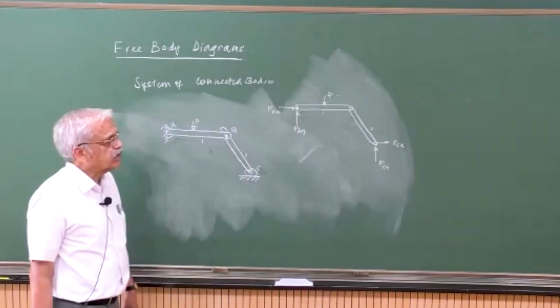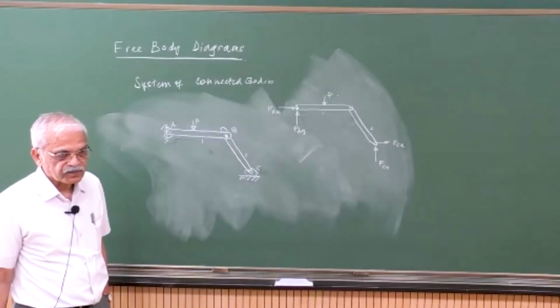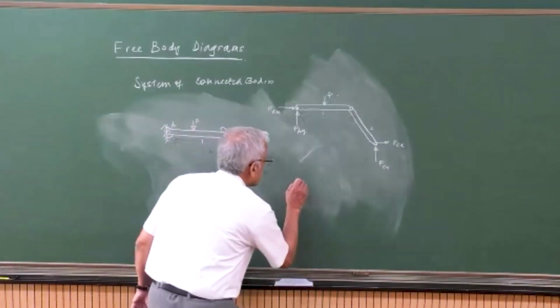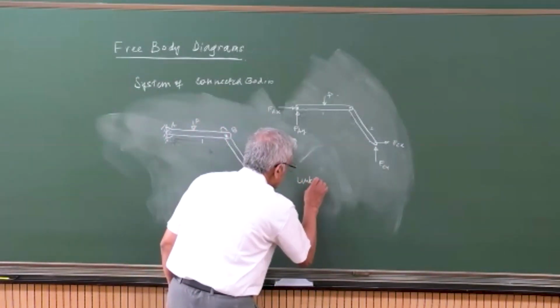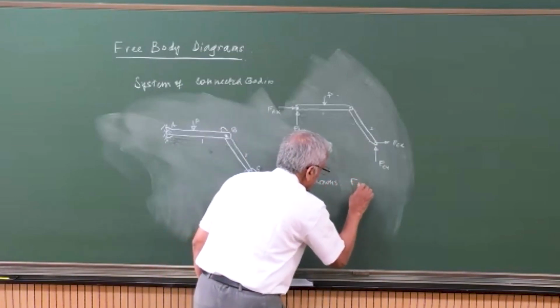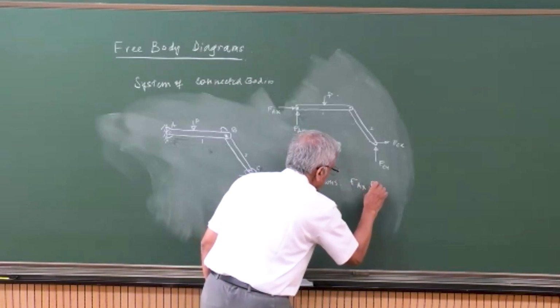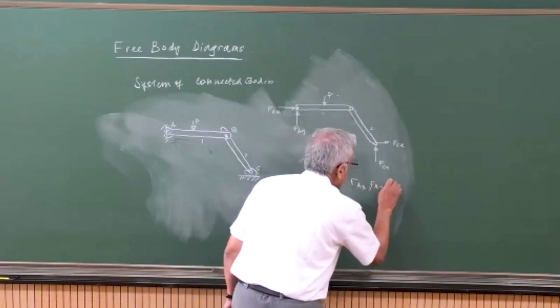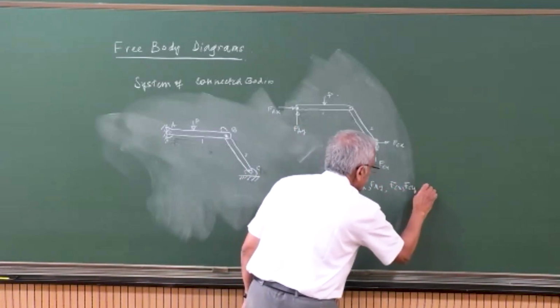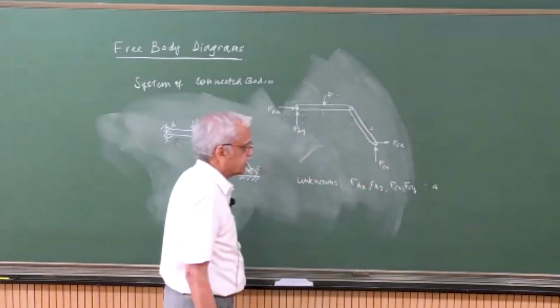Will you be able to solve this problem? How many unknowns are there? The unknowns are FAX, FAY, FCX and FCY. So these are 4 in number.